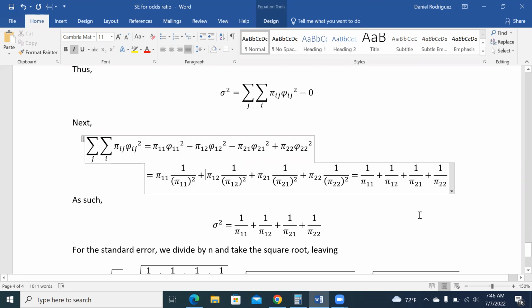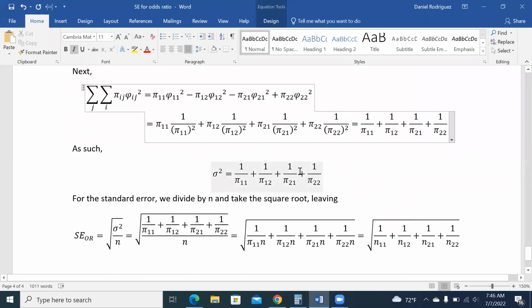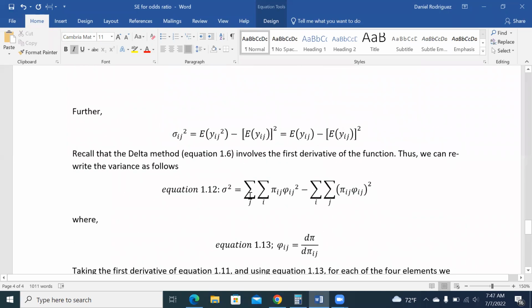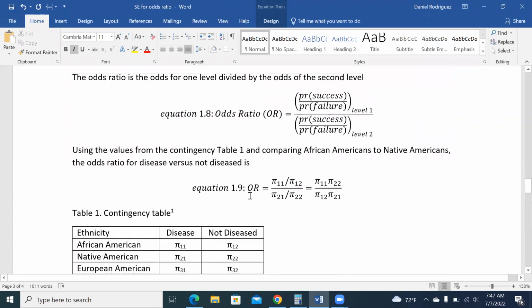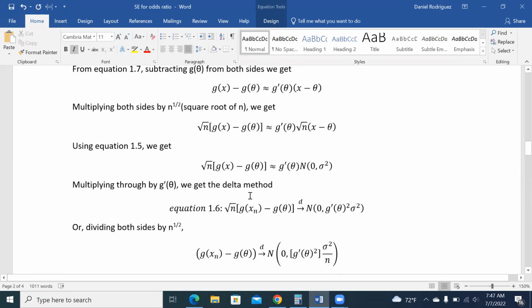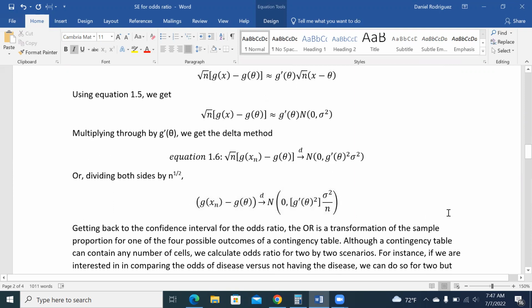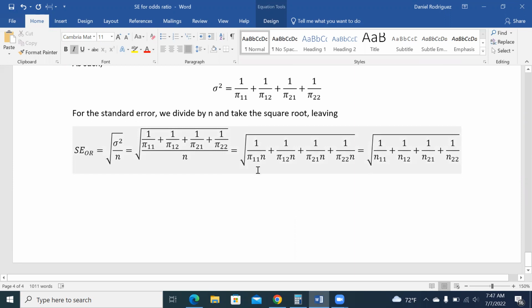Almost there. This is our equation of the variance. The last thing we have to do is calculate the standard error. The standard error is the square root of the variance divided by n, because we have to divide by n. You saw that in one of the equations. That's why I added the n back in, I think it's 1.13. I added the n back here, so you knew that we had to do that to get the standard error. So we got 1 over pi 1 times n, et cetera, et cetera. And these are just going to be the n's for those cells. Taking the square root, we arrive at where I wanted to get.